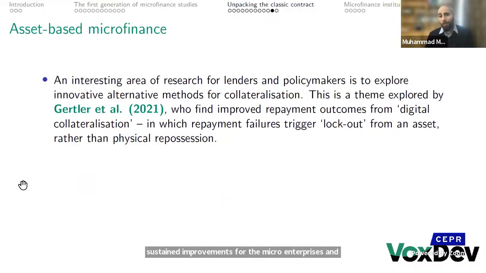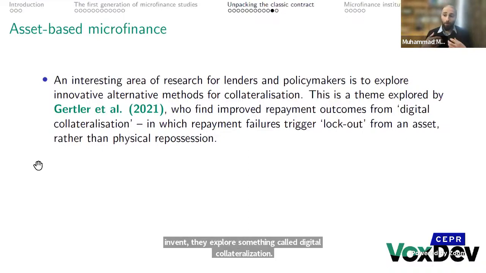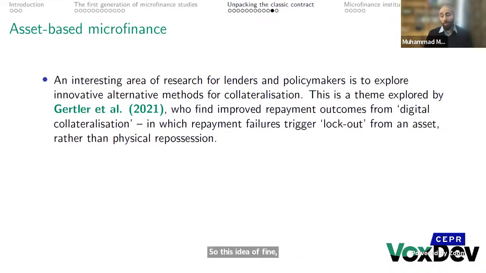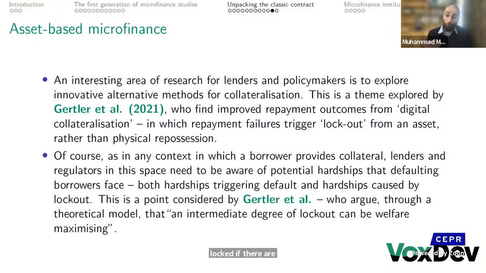So we think a very interesting area for research for lenders and policymakers is to think about innovative alternatives for collateralization. And so this paper by Gertler, Green and Wolfram, they explore something called digital collateralization. So this idea of an asset potentially being locked if there are non-repayments. And so this can clearly help improve credit risk management for microfinance institutions. And they do find in this paper that it leads to much better repayments.